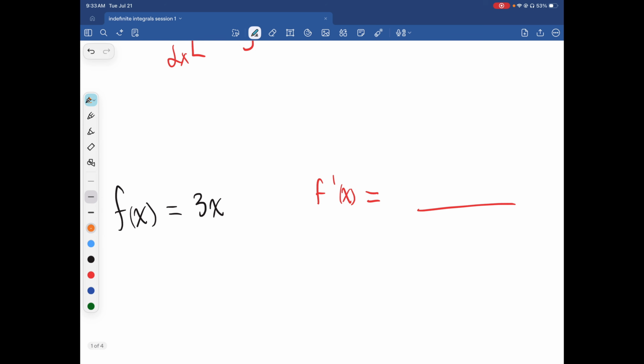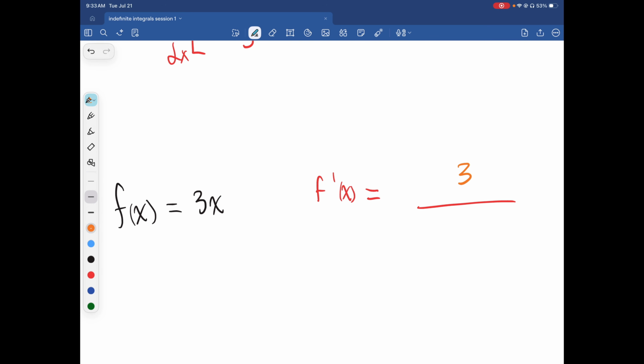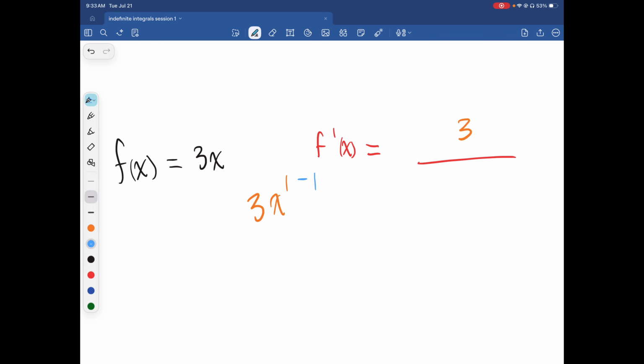If I gave you this function here, take a second. Exactly, you would get 3. So we took 3, which is x to the first power, we minus 1, and we also multiply this by our exponent n. We have 3 times x to the 0, which we know simplifies to 1. 1 times 3, we get our 3.